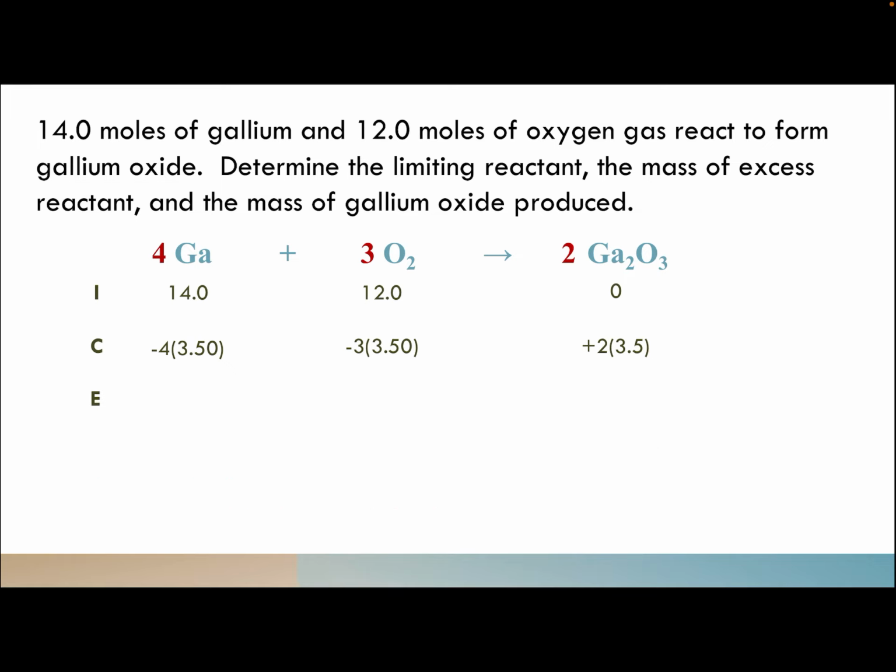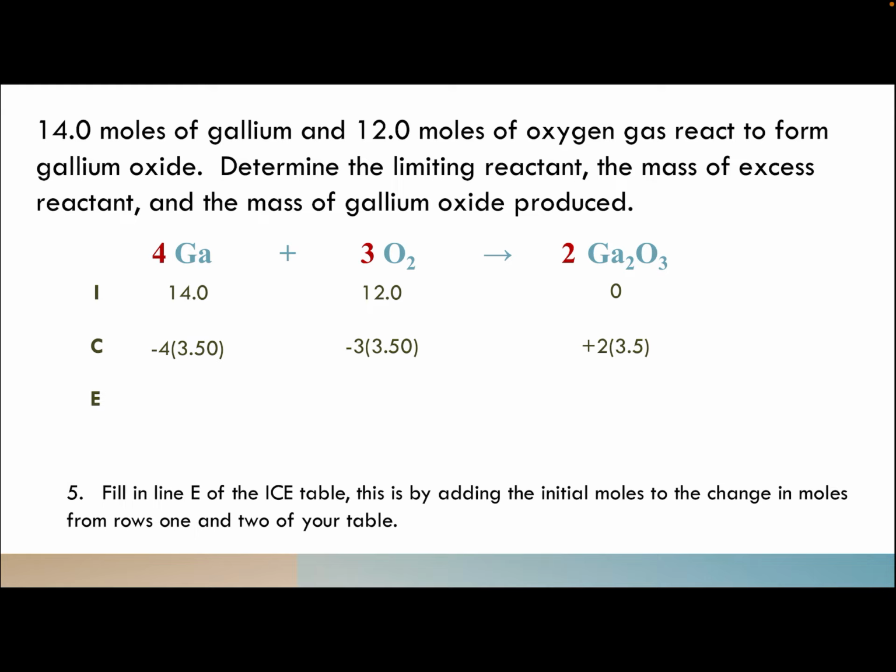And then lastly, we are going to solve for our E line, which means we're going to take I plus C to give us E. So 14.0 minus 4 times 3.50 gives us 0, which is good because we determined gallium was our limiting reagent, so that should be 0. And then we're going to do our oxygen.